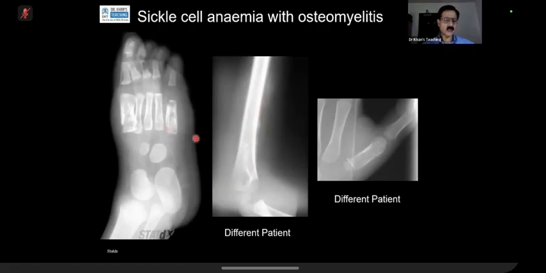This one is a better example for the exam because you can see multiple findings. Look at this metatarsal and look at the soft tissue swelling. Then you can see sclerosis here in the first metatarsal. So there is avascular necrosis here, and there is secondary infection or osteomyelitis here. And sickle cell can involve everything.